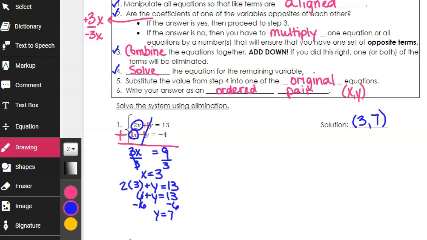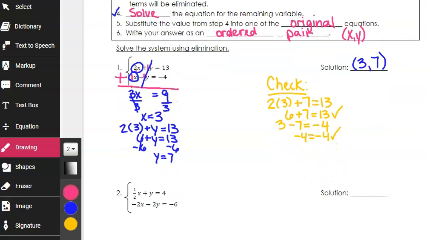Now, you don't really know if this is your answer unless you check it. So I want you to pause the video and check your answer. So when you substitute 3 for x and 7 for y in each equation, you do end up with correct statements. So the solution is true. It is 3, 7. So I'm going to scroll down to number 2.